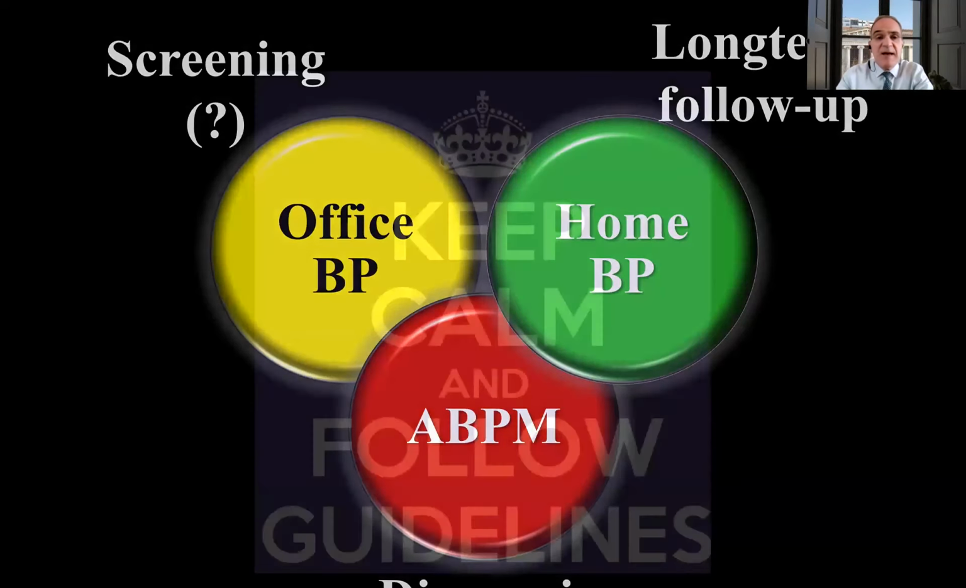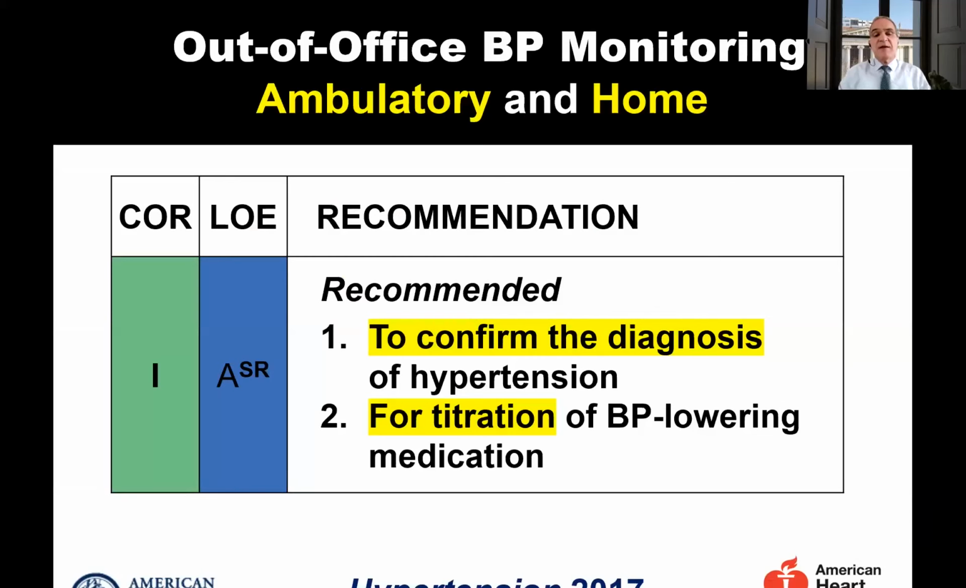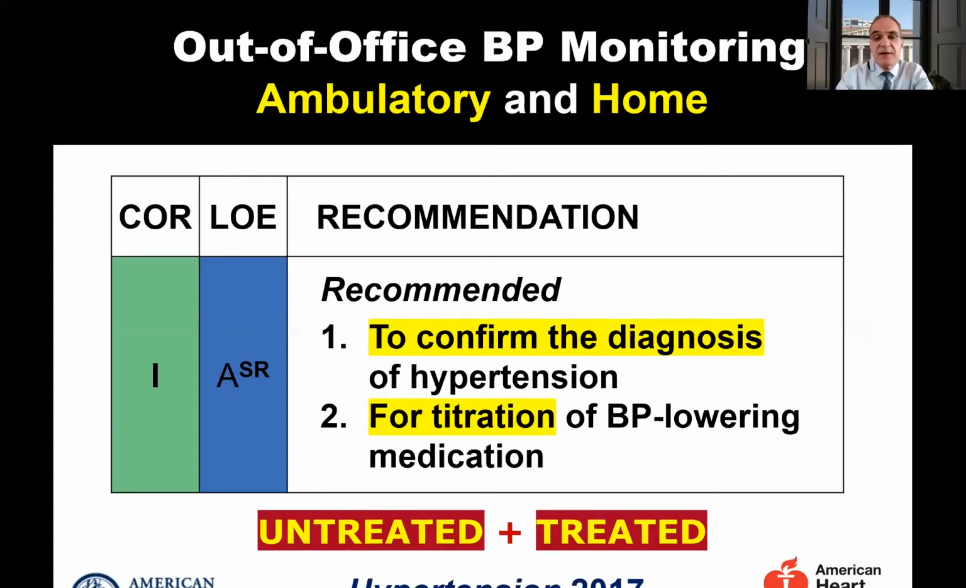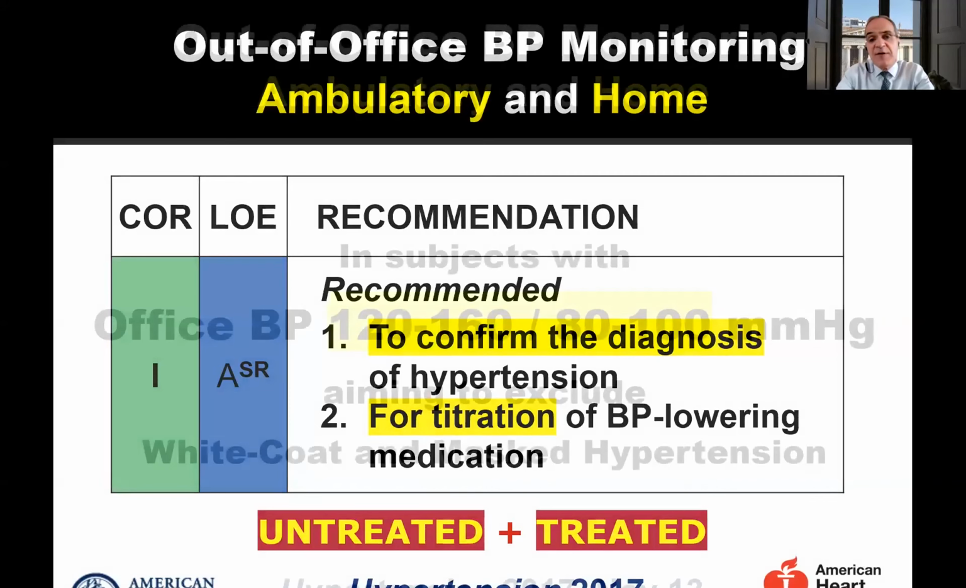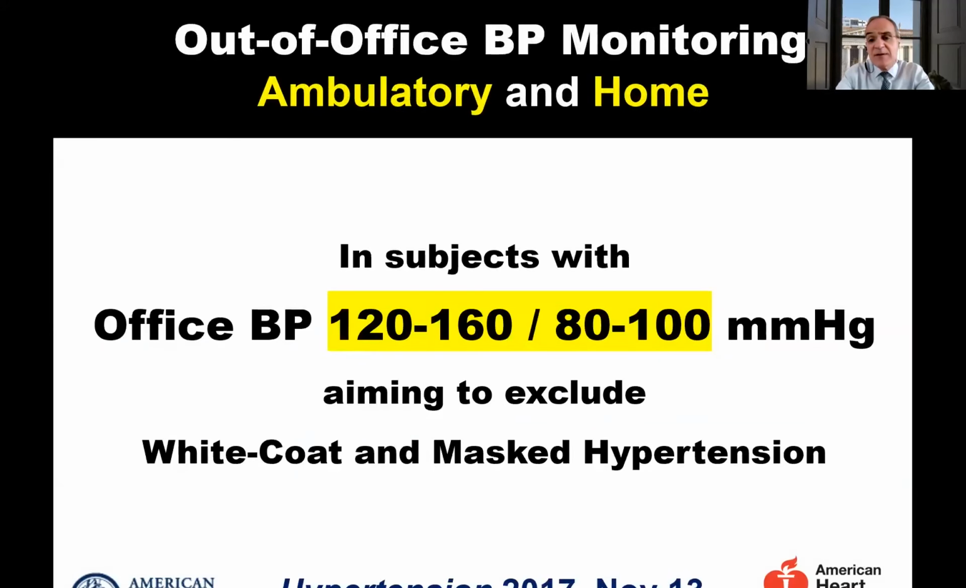So what do the guidelines say? I think the Americans gave an outstanding recommendation several years ago and said, use ambulatory or home measurement, one, to confirm the diagnosis, two, to decide titration of treatment. So they moved the decision for diagnosis and titration out of the office. You can't make decisions for diagnosis or for titration exclusively on office measurements, unless you don't have anything else. And this applies to both untreated and treated, particularly in those people who are close to their diagnostic threshold, office blood pressure 120 to 160 systolic, 80 to 100 diastolic.